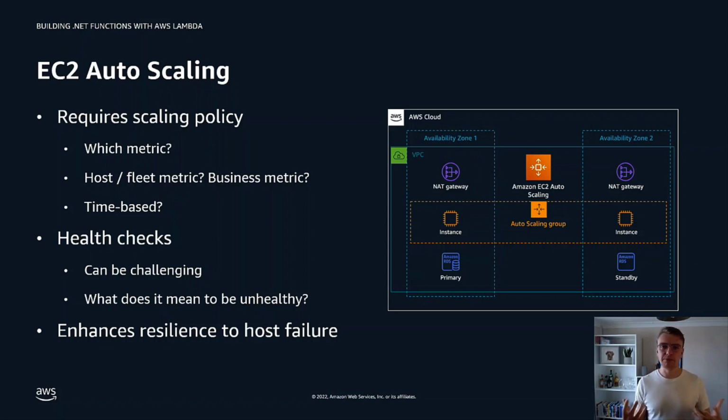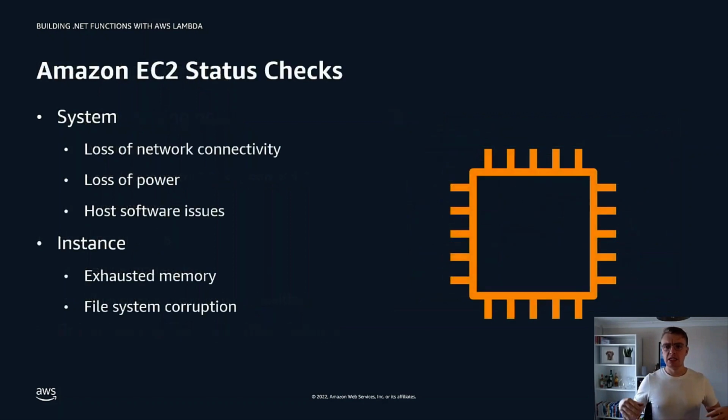If we think back to my on-premise servers, this is so much better than running an on-premise server, but it is still challenging to have good health checks if you're building applications on EC2. So what does it mean for a server to be healthy? Even that is a difficult question.